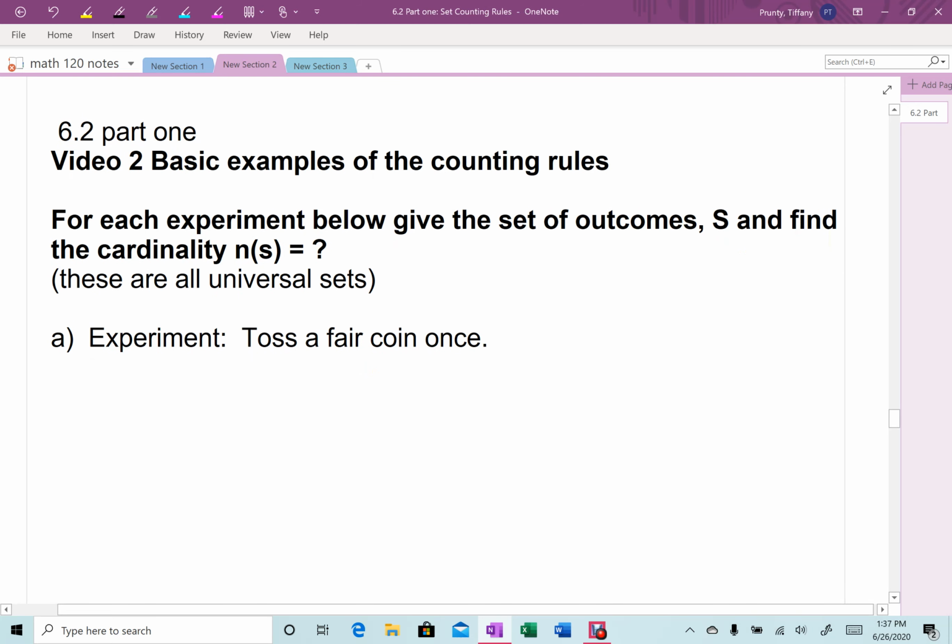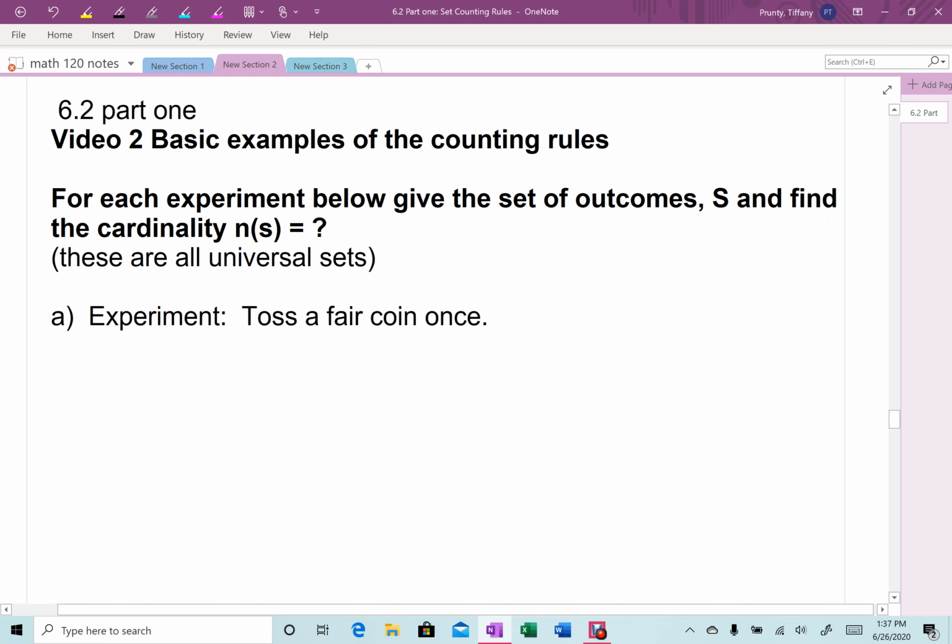Alright, so today's lesson is 6.2 part 2, video 2. We went over some basic rules of counting: our union rule, intersection rule, and complement rule, and then just practiced using them in some basic settings where we'll actually do a lot of listing them out, because in these basic ones, sometimes it's easier to visualize by having them listed. So these are going to be basic examples of counting.